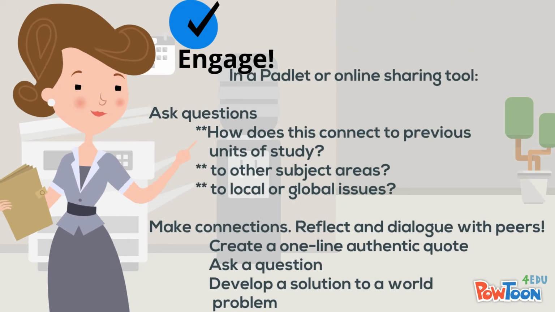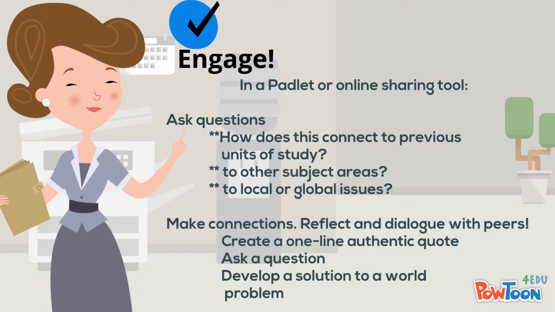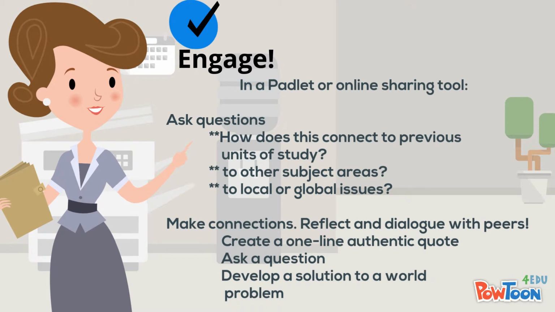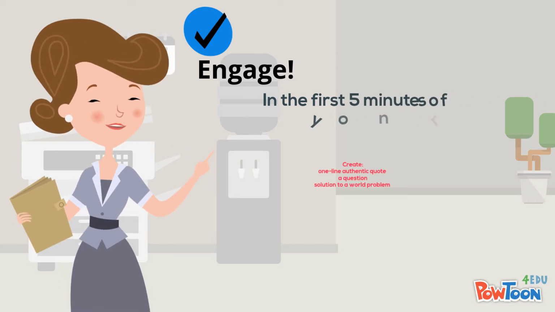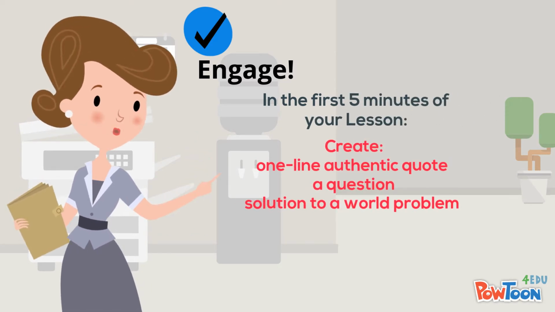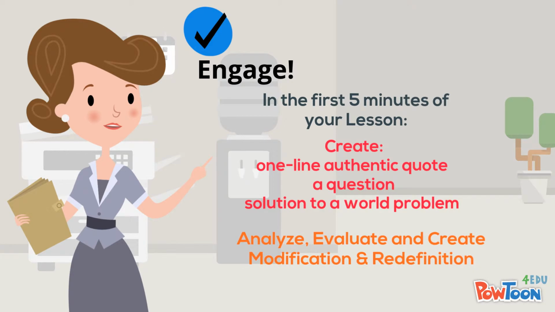For example, on a collaborative tool such as Padlet, we can provide a compelling image. We can ask questions that require the students to examine what they see, how it connects to previous units of study, other subject areas, and to local or global issues. We can ask them to make connections. We can ask students to reflect and dialogue with their peers to broaden the activity. Additionally, students can create a one-line authentic quote to share a deeply thoughtful question or a possible solution to a world problem.